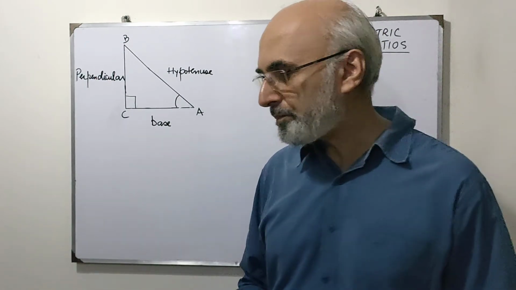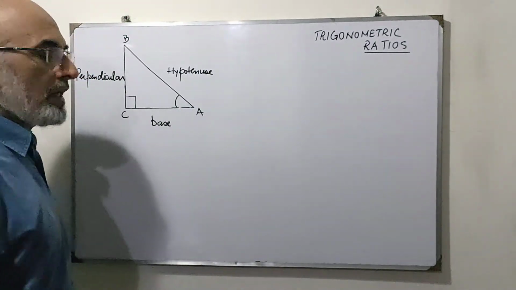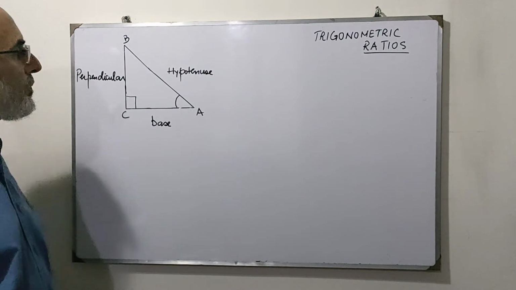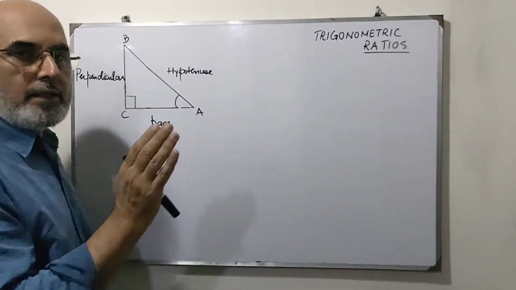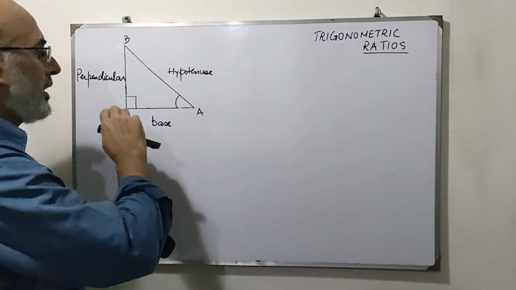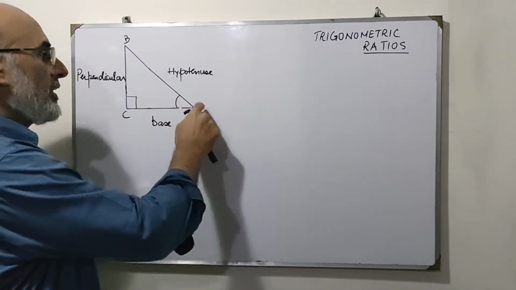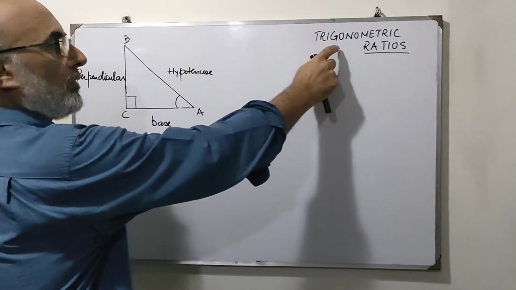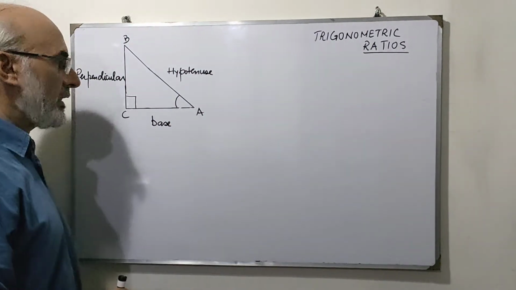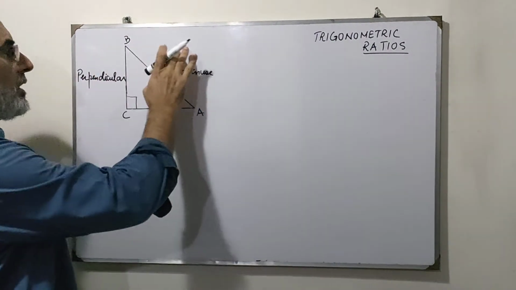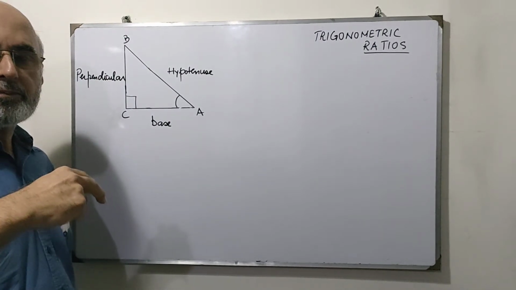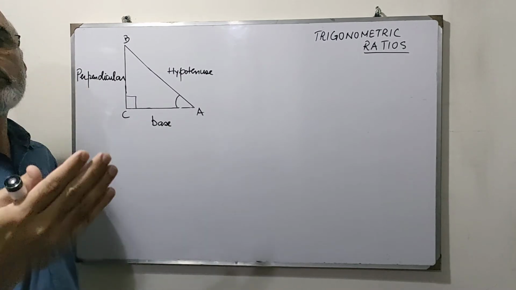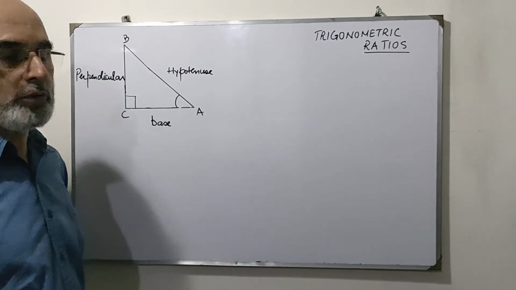So let's do that. Now we have this angle A, right? To study the ratios for this angle A, what are we going to do? We are going to do trigonometric ratios, and for that, two sides of a triangle are going to make a ratio, and that ratio is going to be known as what? This is what I am going to let you know.